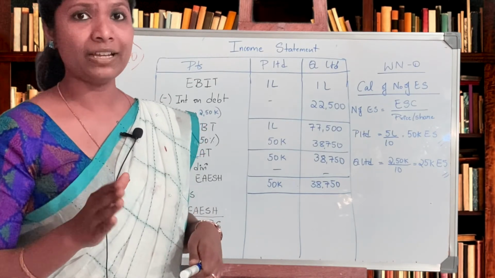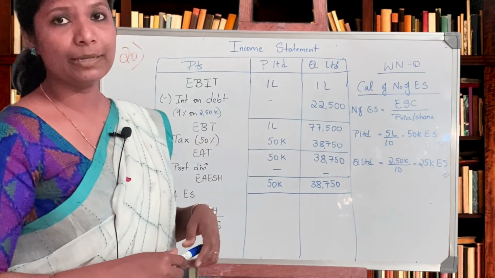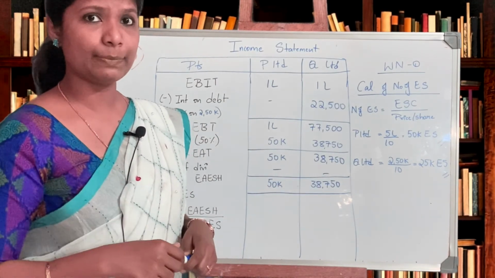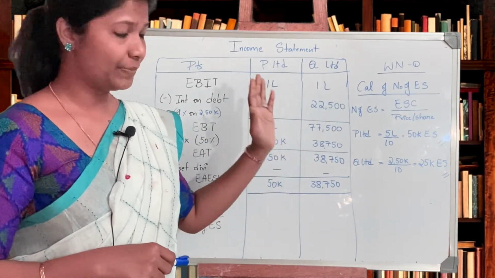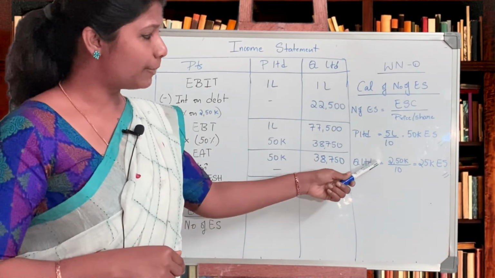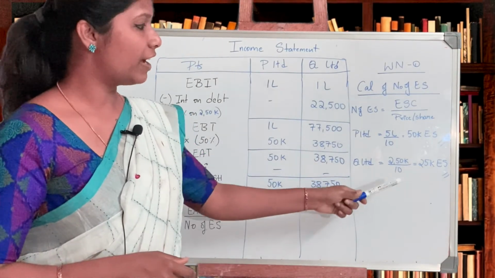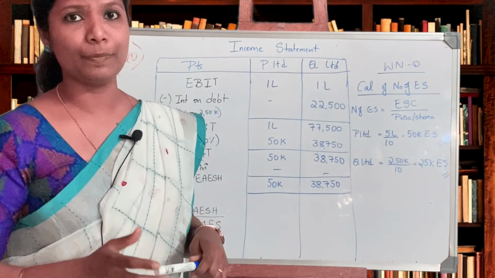It's not the amount, it's the number of equity shares under P Limited. Same thing under Q Limited: capital divided by price per share. Both the companies' price per share is rupees 10. Keeping that constant, capital is 2,50,000 divided by rupees 10. We arrive at 25,000 equity shares for Q Limited.